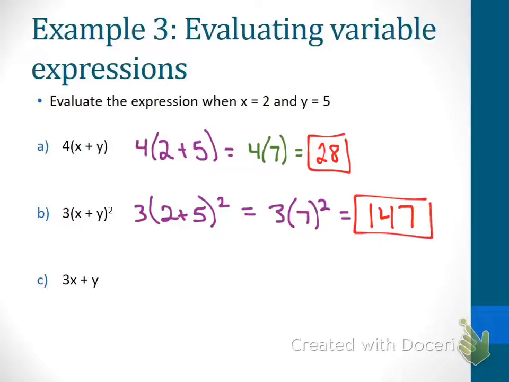147. All right, and then next one, 3 times 2 plus 5 equals what? 11. Who got them both? Very good. Good job, guys.